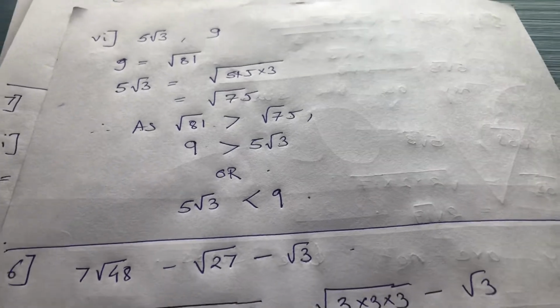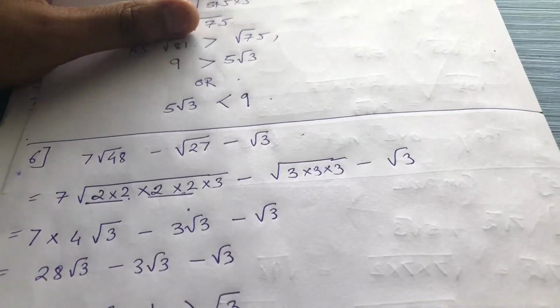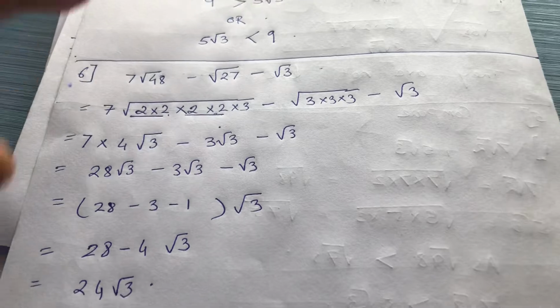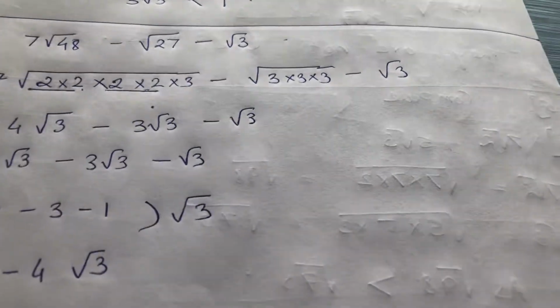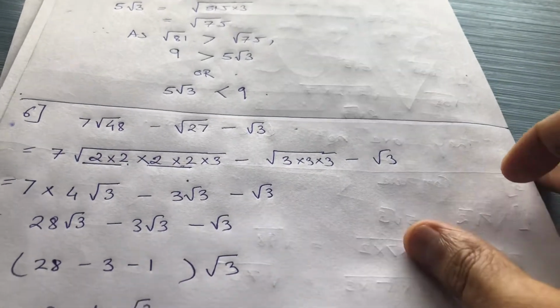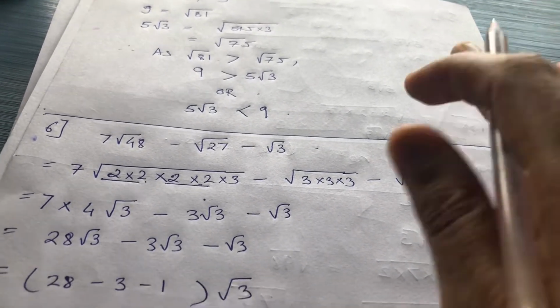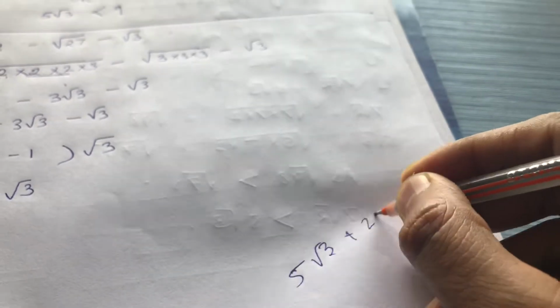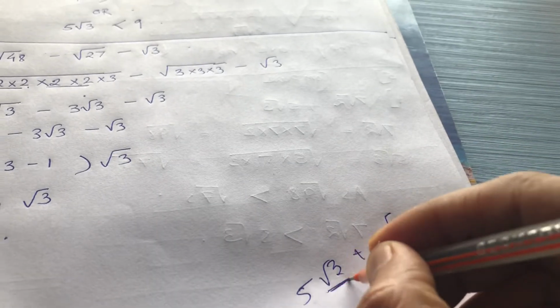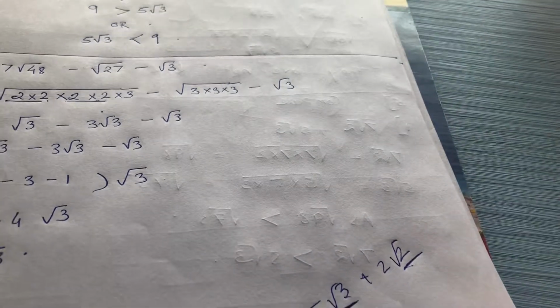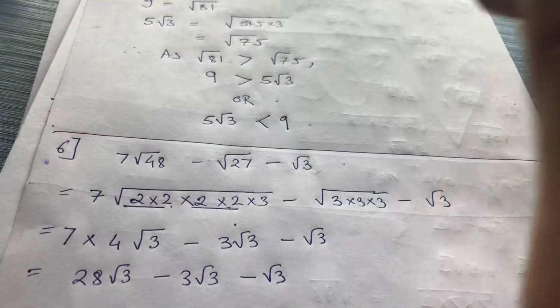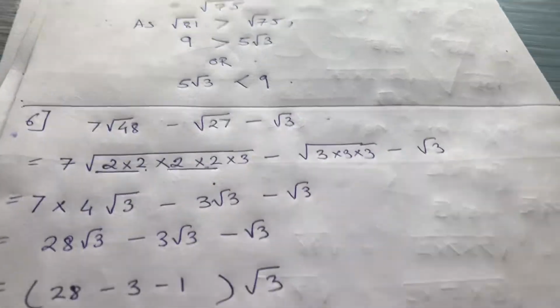Next we will look at addition and subtraction of surds. One important thing I would like to tell you is, whenever we add or subtract surds, they should be like surds. Otherwise we cannot add them. You cannot add 5 root 3 plus 2 root 2. You cannot add them because here it's root 3, here it is root 2. They are not like surds. You are not allowed to add them. So we can add only like surds. So now these three are given to us. Are they like? Let's see.